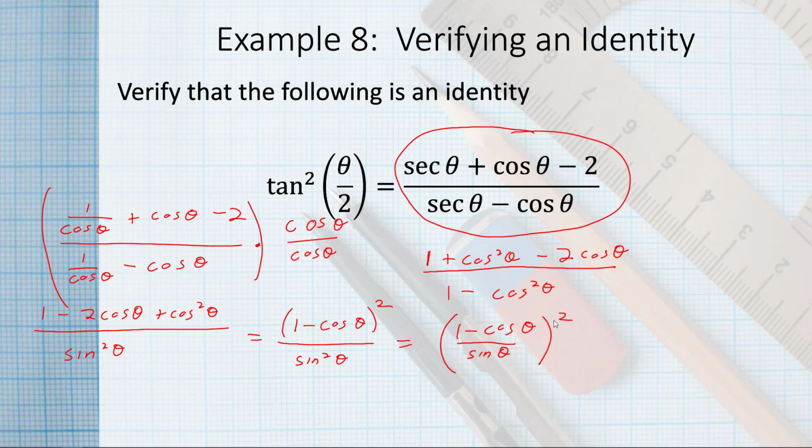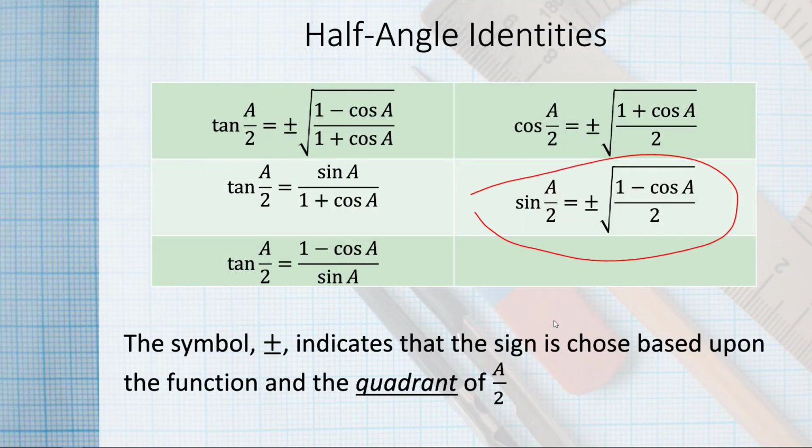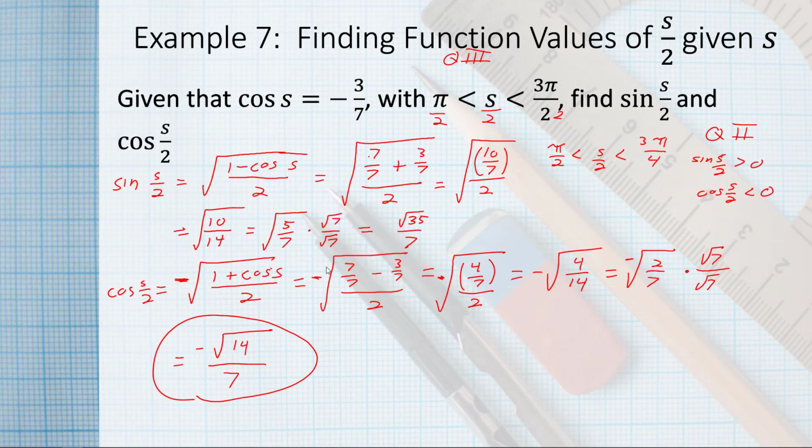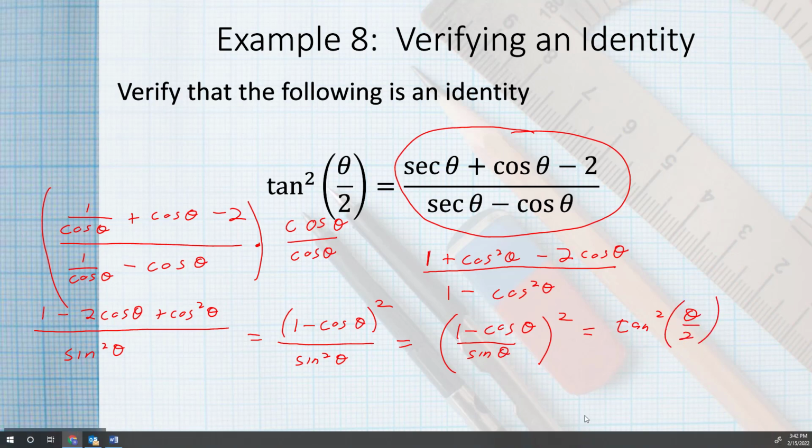Now let's go back to our half angle identity. This is our half angle identity for tangent of theta. We have this squared. So as a consequence, this is equal to tangent squared theta over 2. And we have just verified the identity.